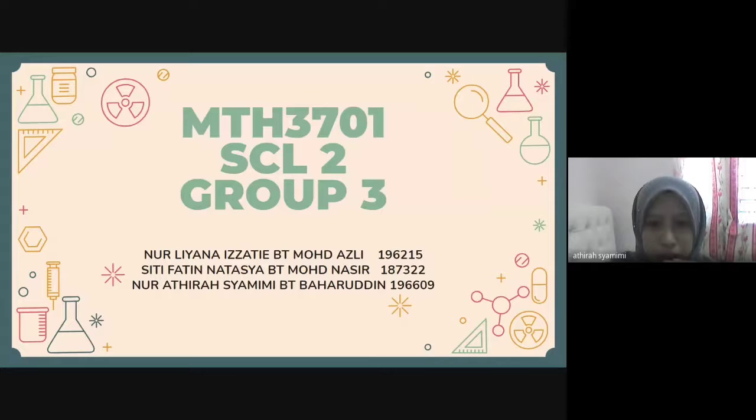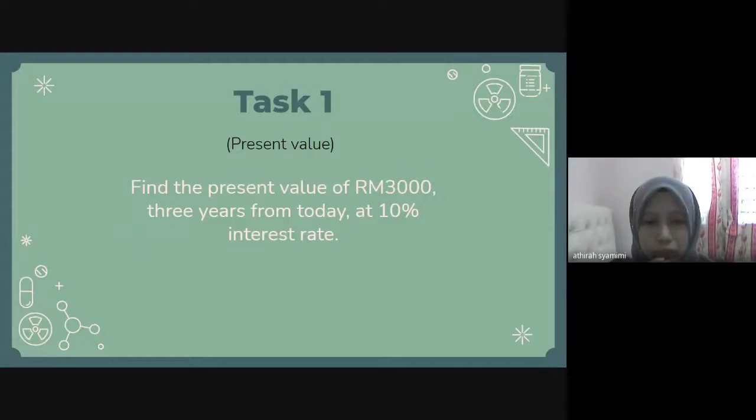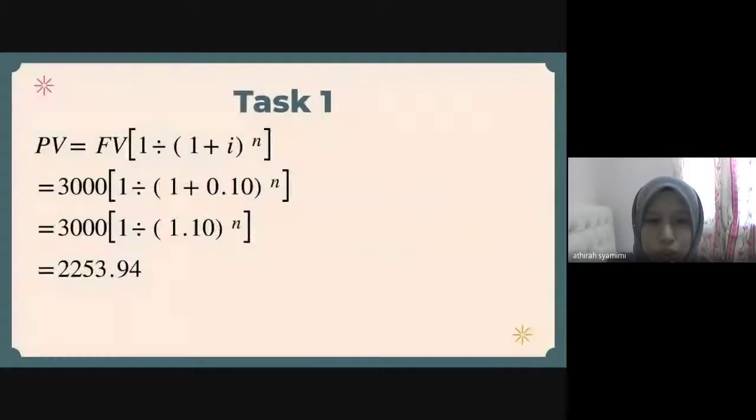For task 1, it is about present value. Find the present value of 3,000, 3 years from today at 10% interest rate. So we will use the present value equation as follows, and we will get 2,253 ringgit and 94 sen.